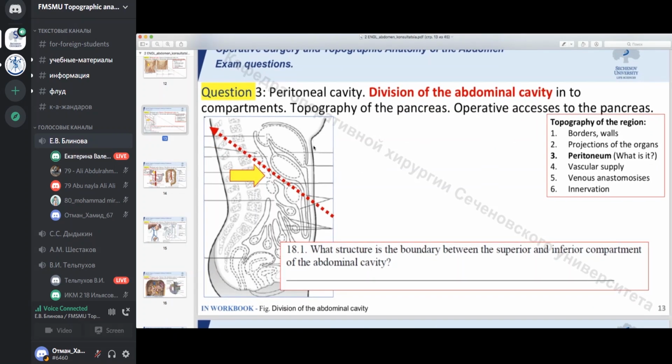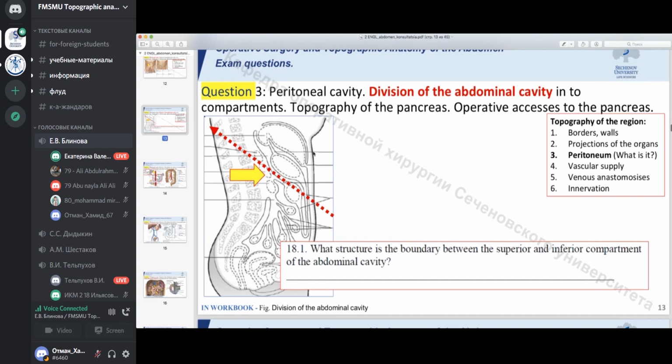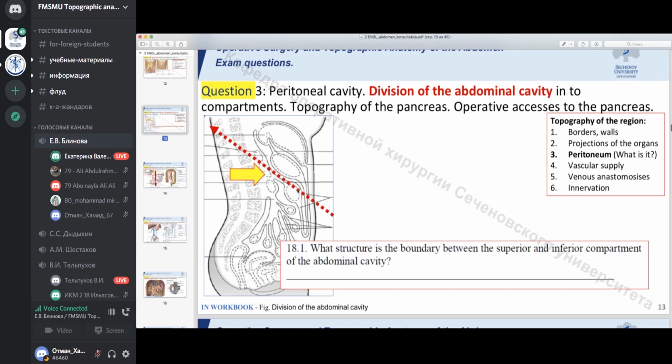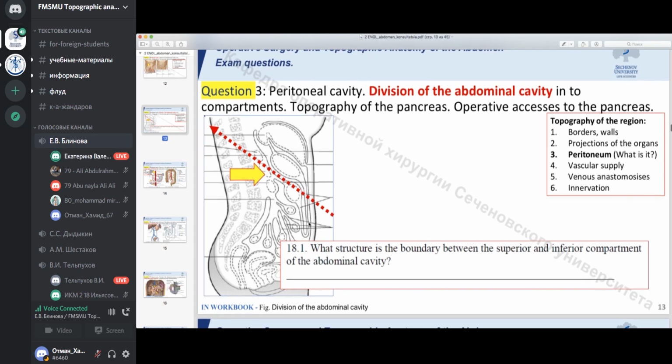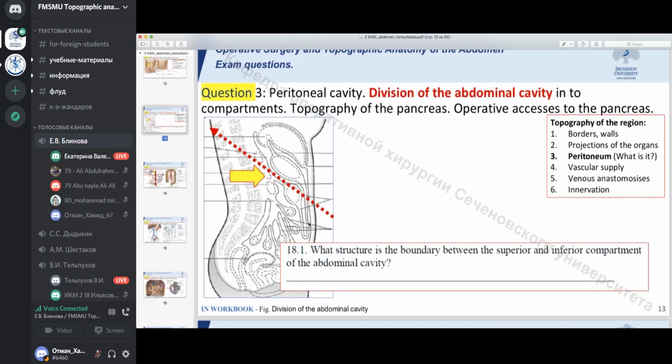How? You should make a laparotomy, a superior middle laparotomy. After that, make an opening inside. You should elevate the great omentum, and after that find the transverse colon and mesocolon. Make an opening inside of the mesocolon and find the pancreas.